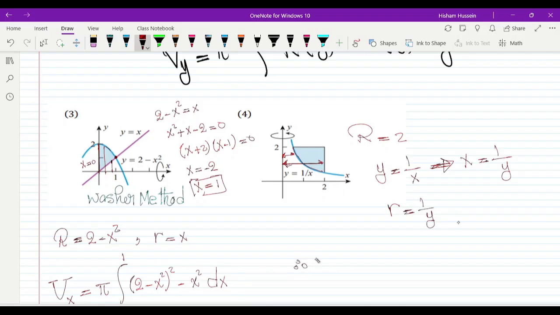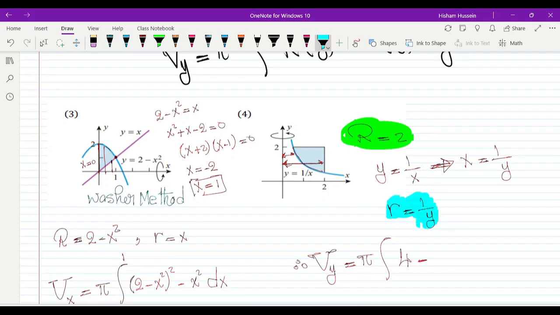So the volume of rotation about the y-axis equals pi integration of the larger radius, 2 to the power 2, which is 4, minus the smaller one, r equals 1 over y, to the power 2, which is 1 over y squared, dy.